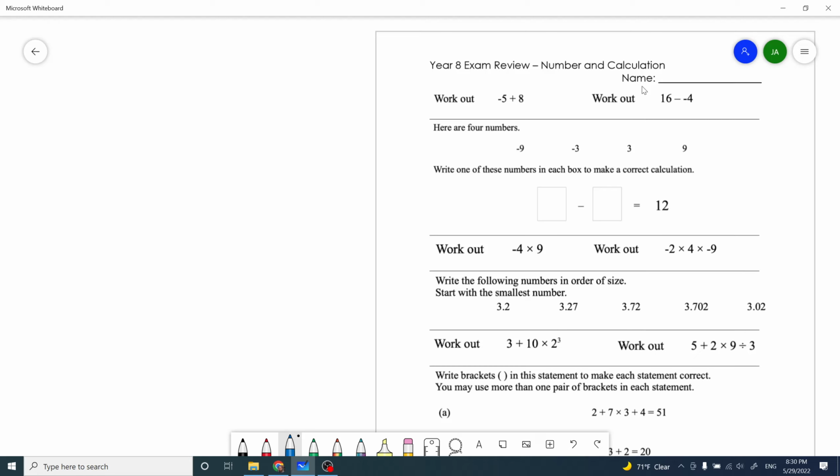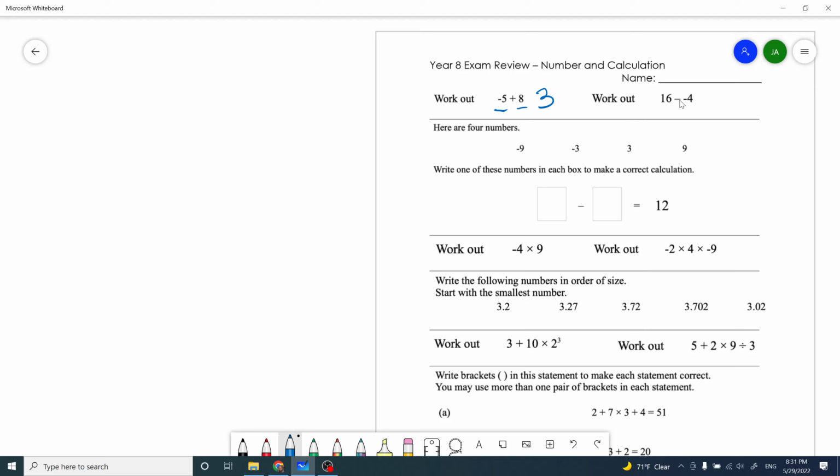Let's get started. So the first few questions, we had working out addition and subtraction with negative numbers. So we had first negative 5 plus 8. When we have different signs, we can actually subtract these, and whichever number has the bigger size is going to be the sign of our answer. So here 8 is positive, it's bigger, so our answer is going to be a positive number. 8 minus 5 is 3, so our answer is 3.